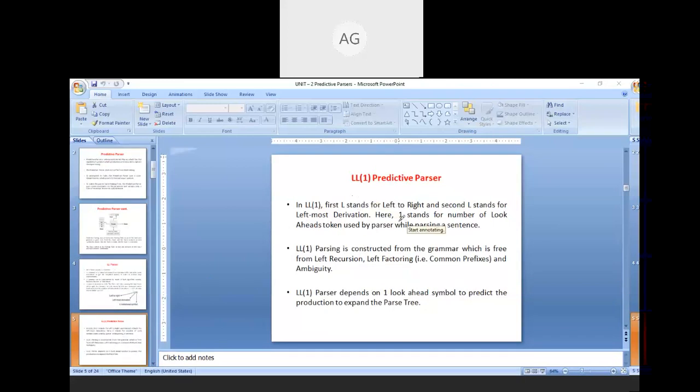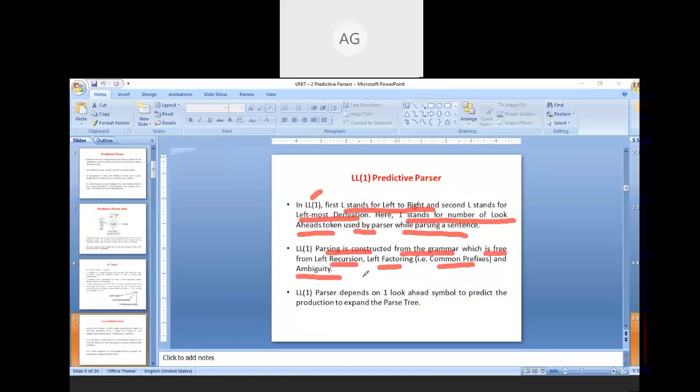Here the previous diagram is explained again: the first L stands for left to right, and the second L stands for leftmost derivation. Here you can see LL(1), where 1 stands for the number of look ahead tokens used by the parser while parsing a string. LL(1) parsing is constructed from a grammar which is free from left recursion, left factoring, that is common prefixes, and ambiguity.